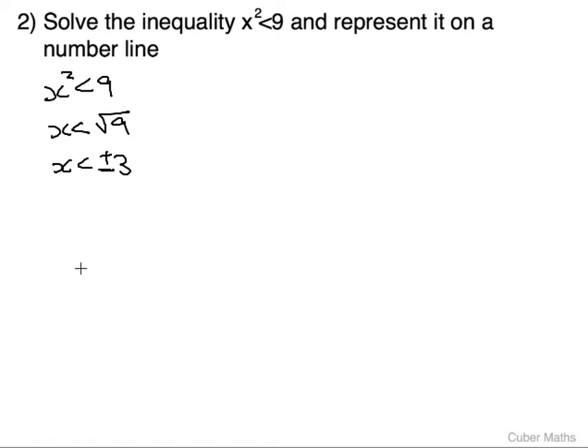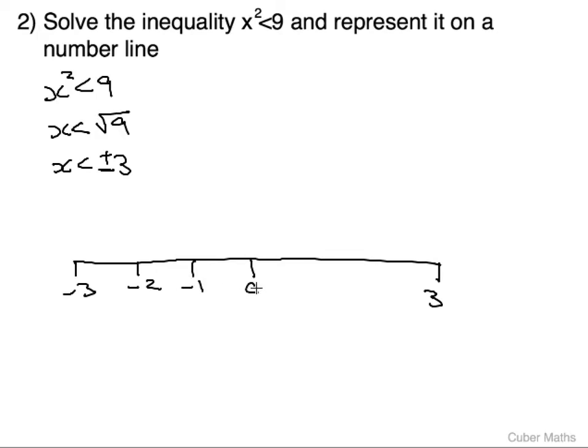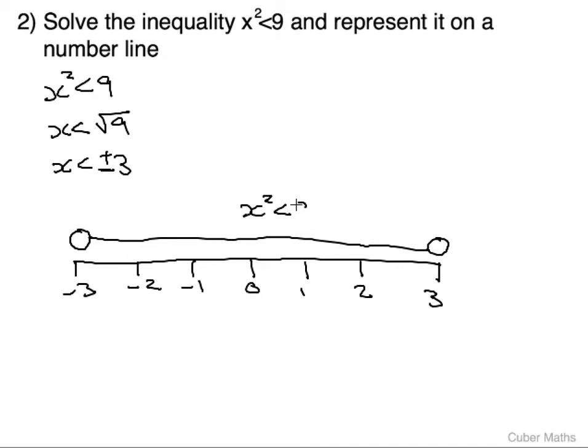And then when we draw a number line, we need to have our lowest number as minus 3 and our highest number as 3. And then fill in between, so we need minus 2, minus 1, 0, 1, and 2. And because it's less than, we need open circles. So then we just join them up with a line in the middle, and that's the inequality x squared is less than 9 represented on a number line, because these open circles mean less than, and if it had said less than or equal to, we'd have drawn them as closed circles like that.